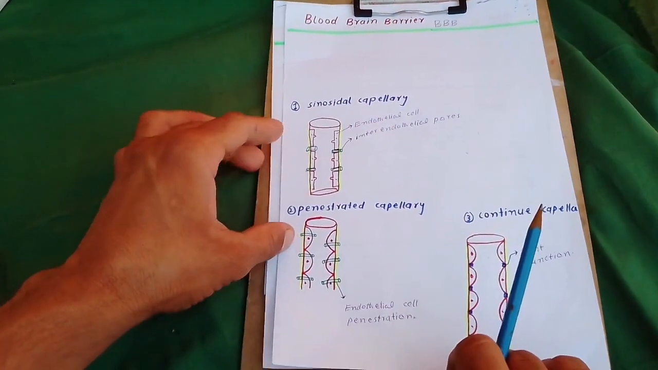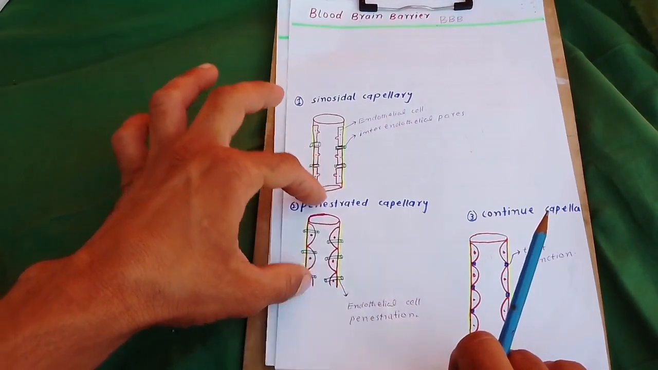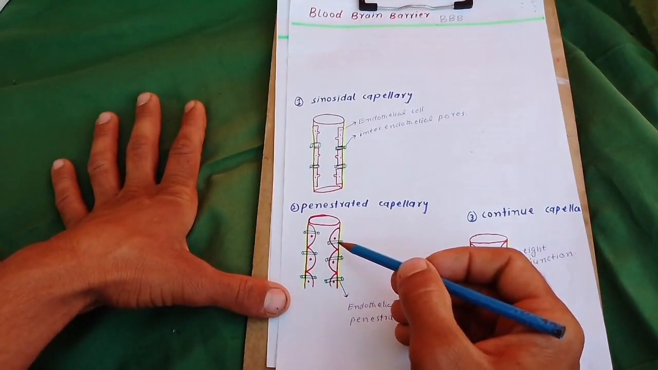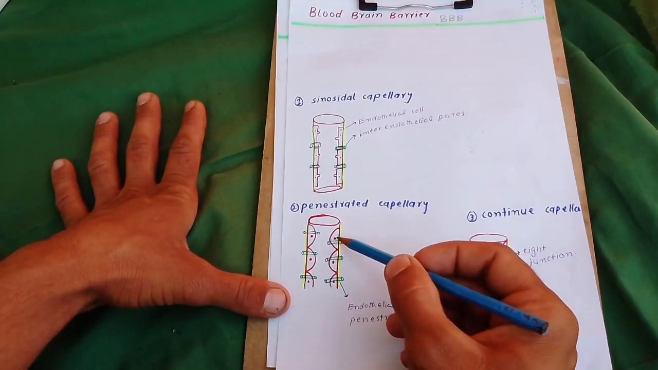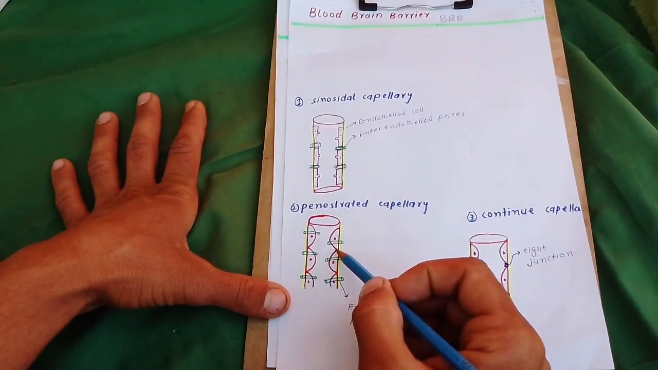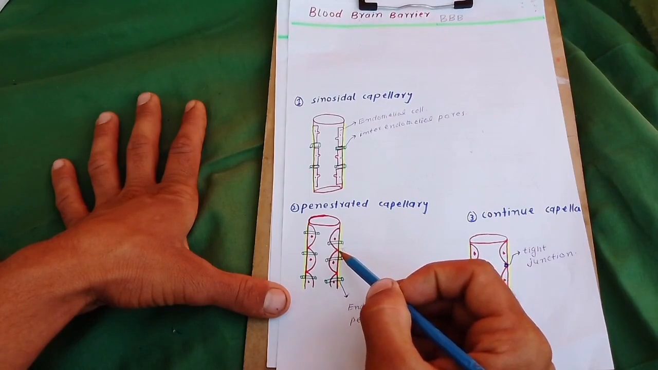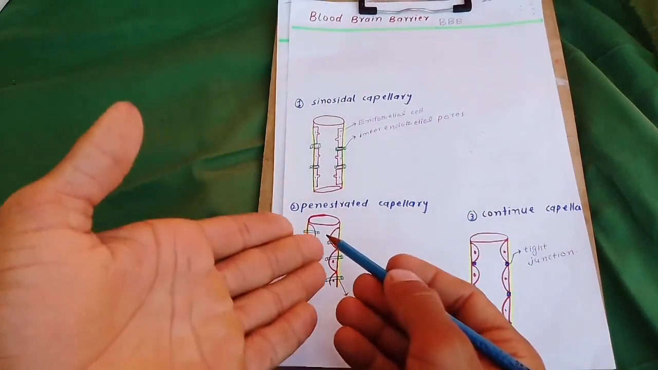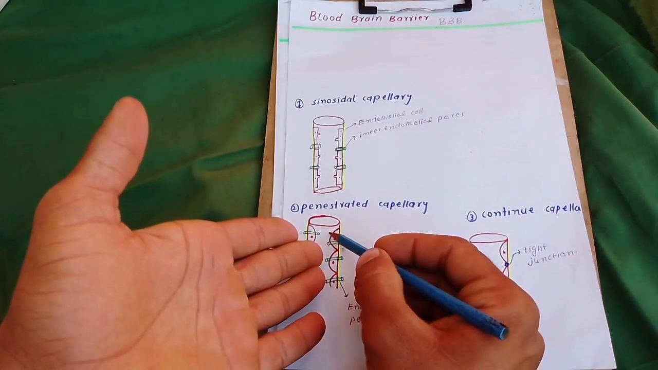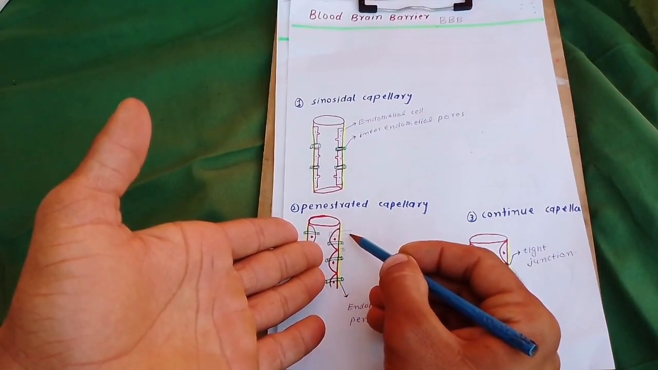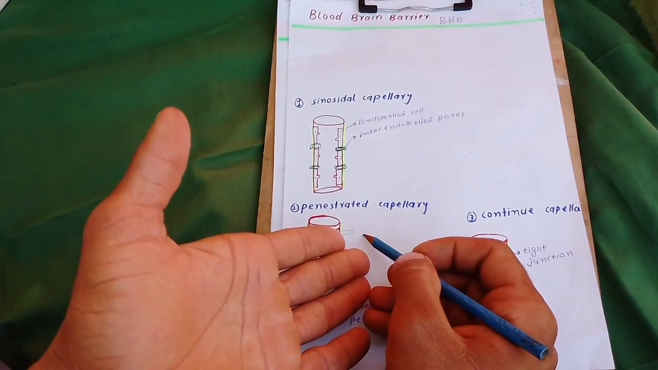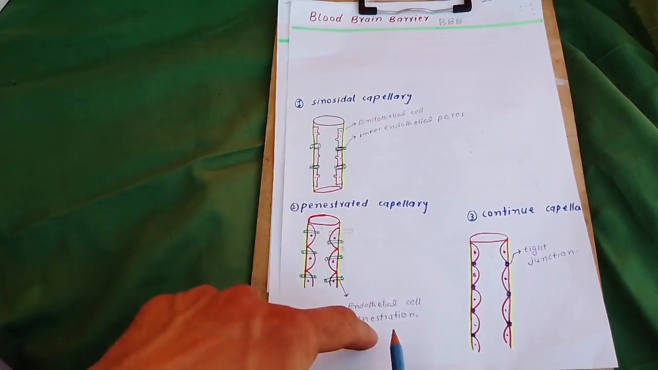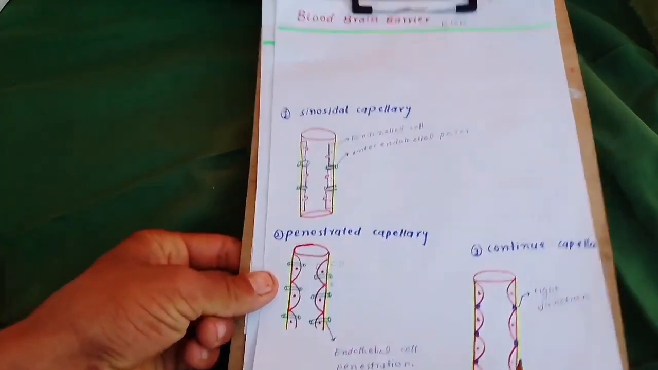But penetrated capillaries are those capillaries which have endothelial penetration. This is the endothelial cell. This capillary does not have inter-endothelial pores, but it has penetration. What is penetration? The endothelial cell has a specific channel for the transport of material from the blood capillary to the tissue space and from the tissue space to the blood capillary. This channel is called penetration. So this capillary is called a penetrated capillary.